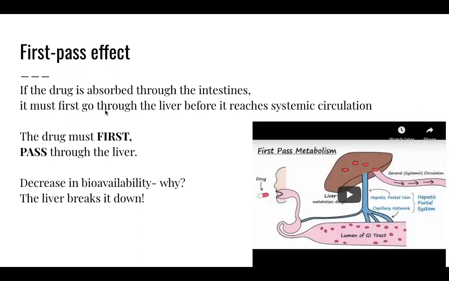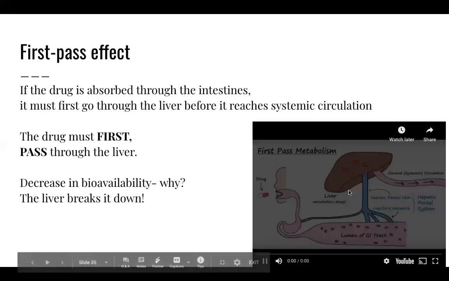Now, the video mentioned first pass effect. For first pass effect, if the drug is absorbed through the intestines, it must first go through the liver before reaching systemic circulation. Now, this makes sense. The drug must first pass through the liver. So let's watch this video here.